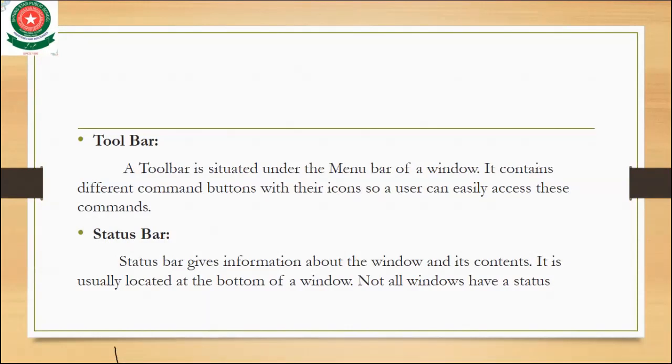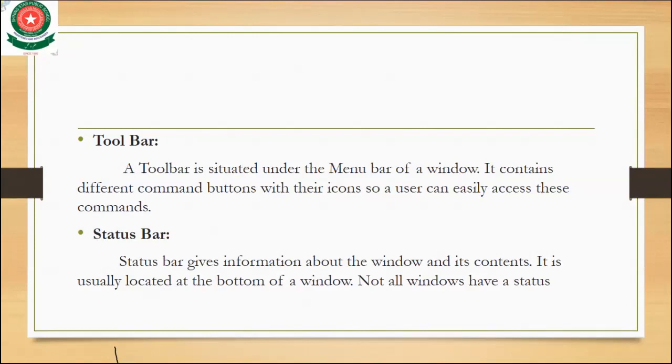Okay, next is the status bar. The status bar gives information about the window and its contents, and it is mostly located at the bottom of the window. Not all windows have a status bar, but Windows 7 has a status bar. Because we are learning about the status bar, that's why we include it.